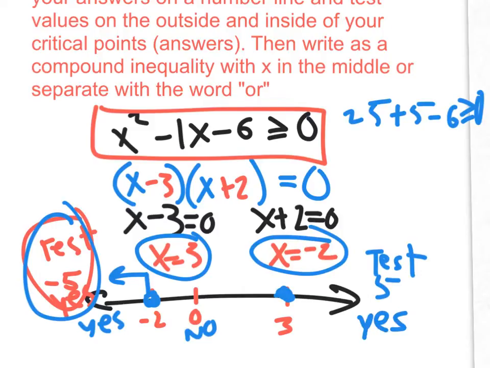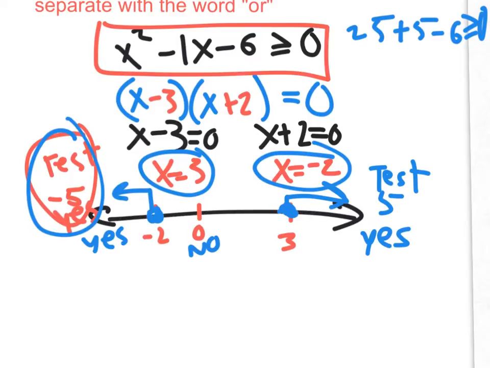So where are our answers at? They're on the outside. Our answers are not on the inside. It said no when we tested the inside value, but it's yes on the outside. So the answers are on the outside. I need to write these answers as a compound inequality, but separate with the word or.